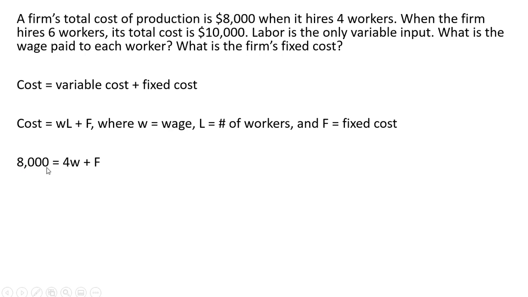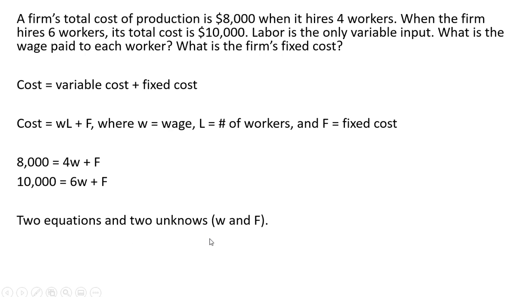So for the first equation here, we're going to get this from our first sentence. The total cost is $8,000. The firm hires 4 workers, so for L, I'm going to substitute in 4. So we have 4W, and then F just represents, again, the level of fixed cost. From the second sentence, the firm's total cost is $10,000 when it hires 6 workers. So I'm going to replace L with 6, so we get 6W plus F. We have 2 equations and 2 unknowns. The wage and fixed cost are unknown.